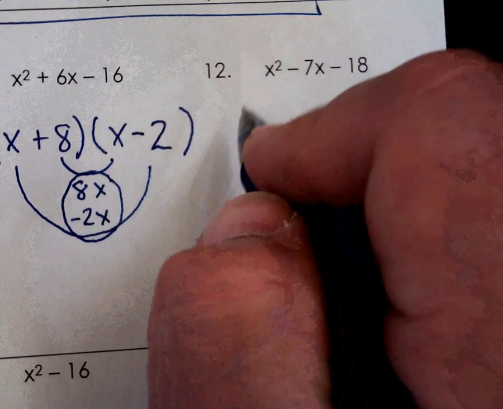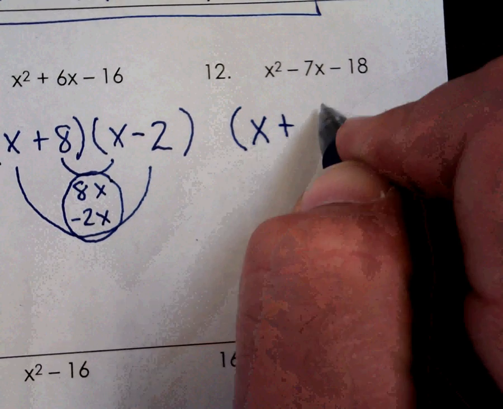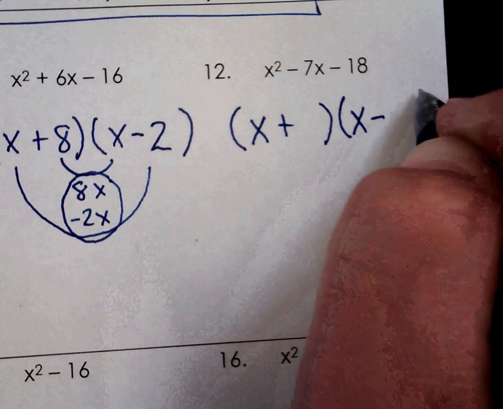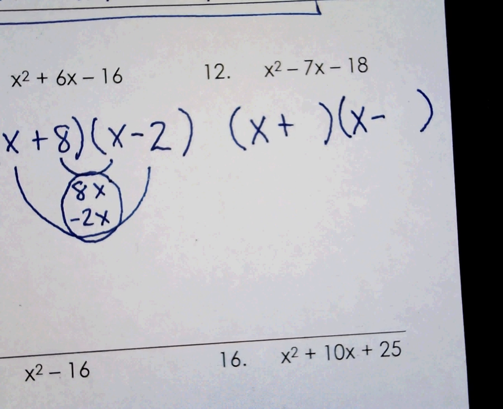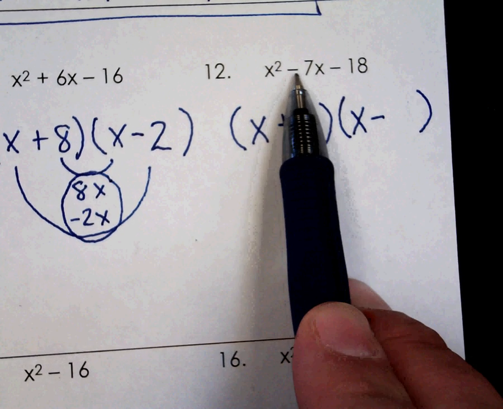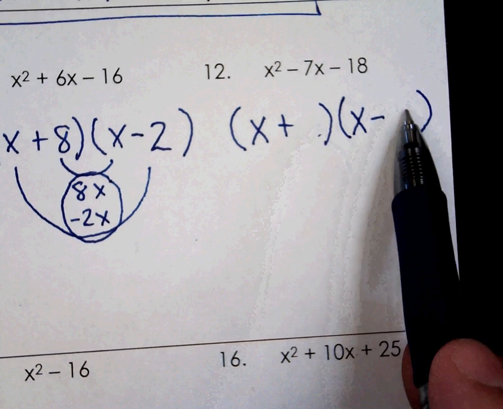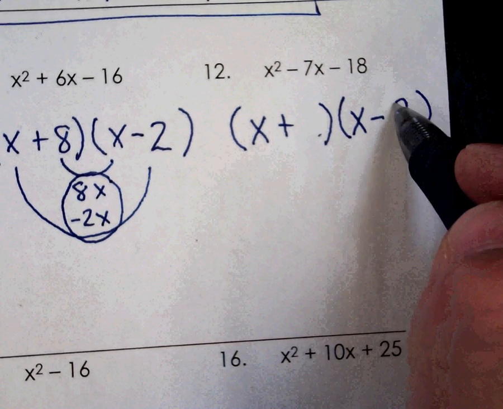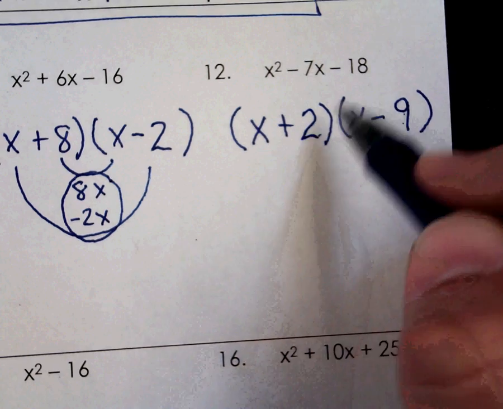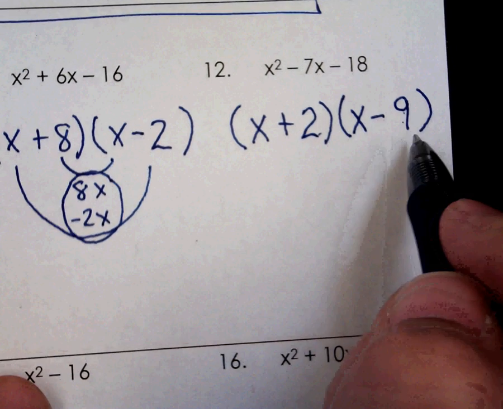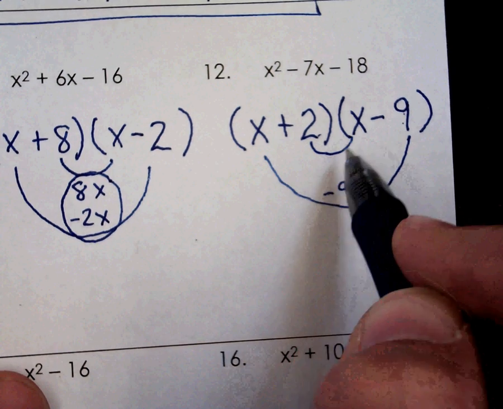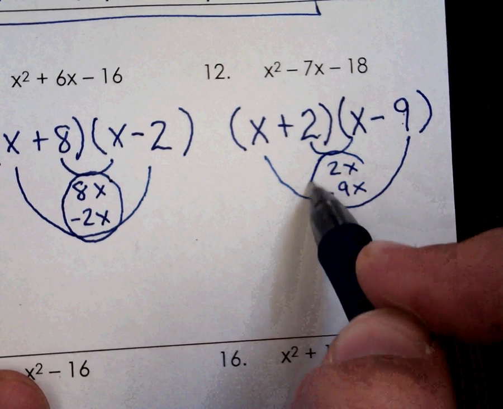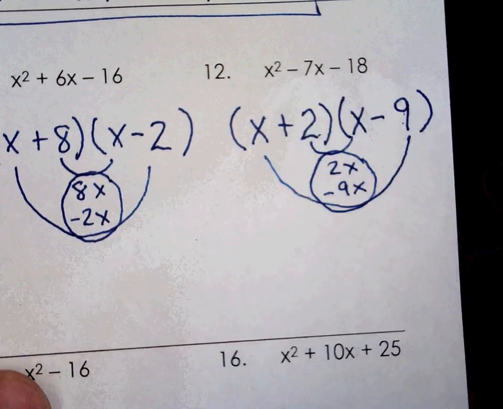12. We're definitely going to have a plus and a minus again because of the negative 18 on the end. This time, the negative needs to win, or the negative needs to end up in the middle. So when you figure out your factors of 18, which are, by the way, 9 and 2, I know that 9 is going to be negative because when I do my outer negative 9x and my inner 2x, notice that they combine to a negative 7x.